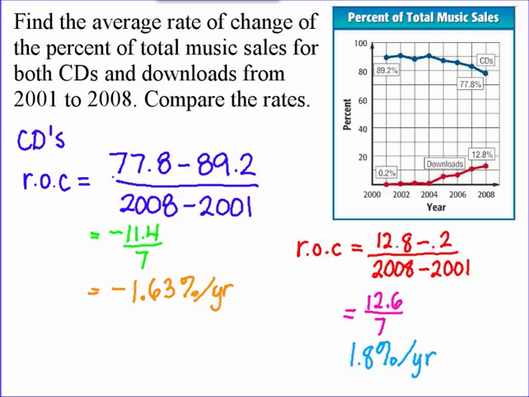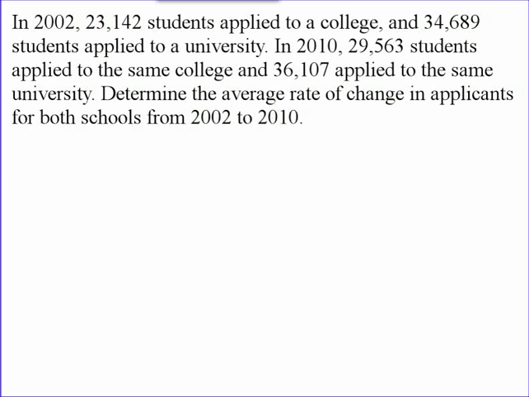All right, now this is going to look pretty familiar. Okay, this is the same thing. Do you think we need to look at this in words? Or do you think you can handle it? How about we set it up, we don't have to work through it. Okay, so first of all, this says in 2002, 23,142 students applied to a college and 34,689 students applied to a university. In 2010, 29,563 students applied to the same college and 36,107 applied to the same university.